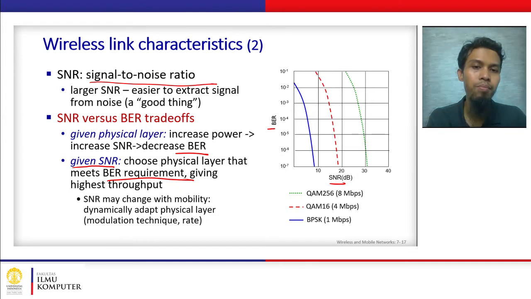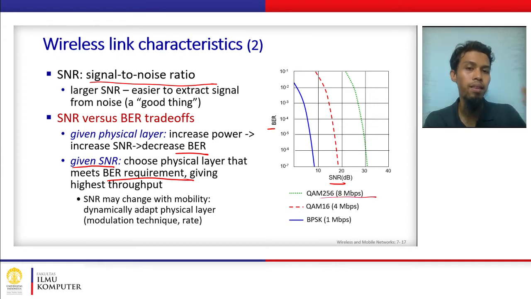Let's say first we have a higher SNR, so we can use the highest modulation level and get higher throughput. But as we move away from the base station, we receive a lower SNR, and we still have to maintain the same BER, or even a better BER. So we choose a lower modulation level, so we can still meet the BER requirements with the lower SNR, and so on and so forth.